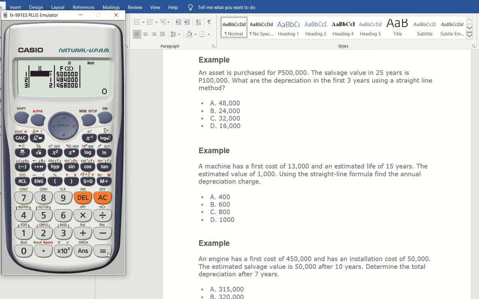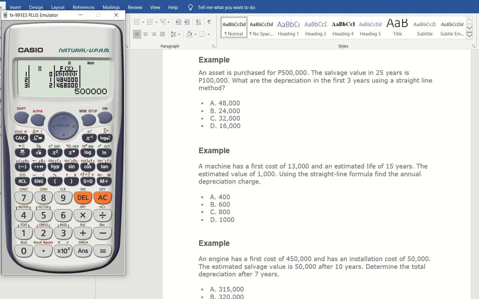Ends at 3 years. Okay, so in your X value, these are the number of years. Year zero, year one, year two, and then year three. Now in your FX value here, in year zero, that's the first cost, and in year one, this is your book value, year two book value, year three book value. Now, how do we know the depreciation charge? Okay, so the depreciation charge is actually the cost minus the book value.